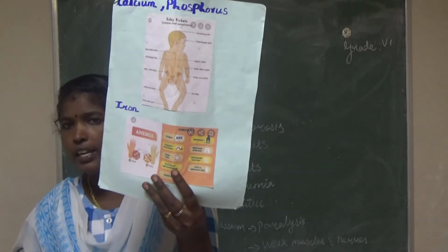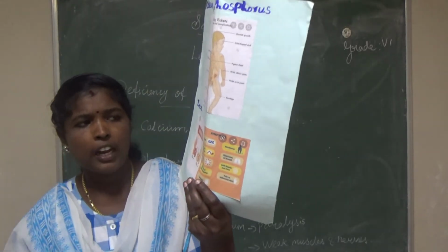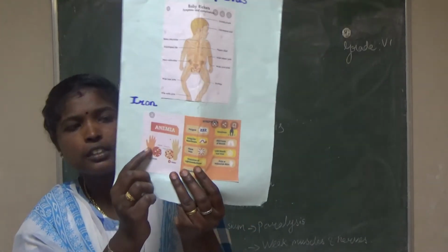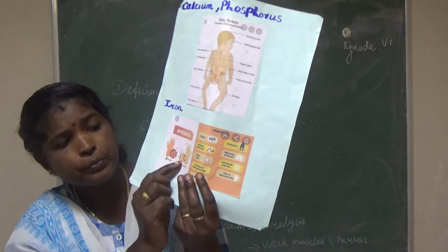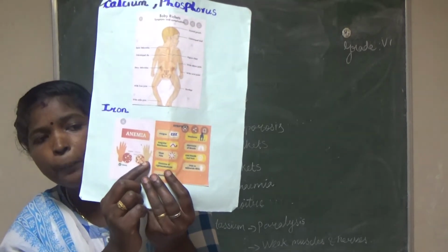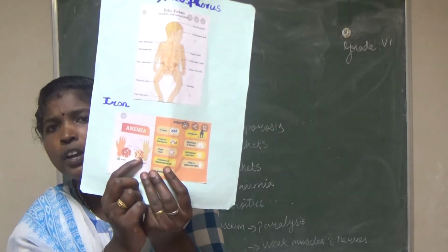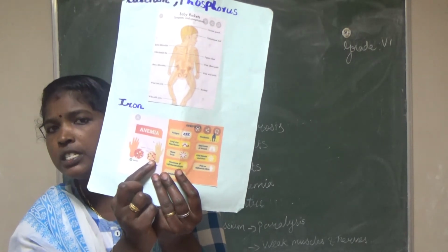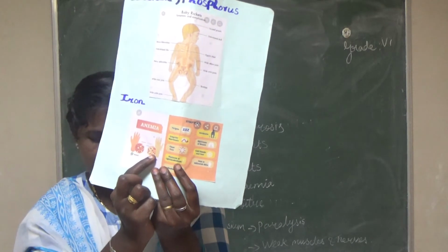Lack of iron in our diet leads to which disease? Anemia. The normal person contains a higher amount of red blood cells, and the skin color is also normal. Anemia causes the suffering person to have pale skin color. They have a low amount of red blood cells compared to a normal person.